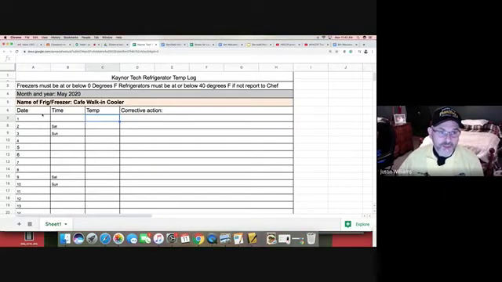So we're checking the temperature to make sure it's as low as it should be. And if it's not, you tell the chef, and the chef will jump to action and fix it. And then on this form, we would write in what we did. Perfect example of this is right before we had the COVID break.